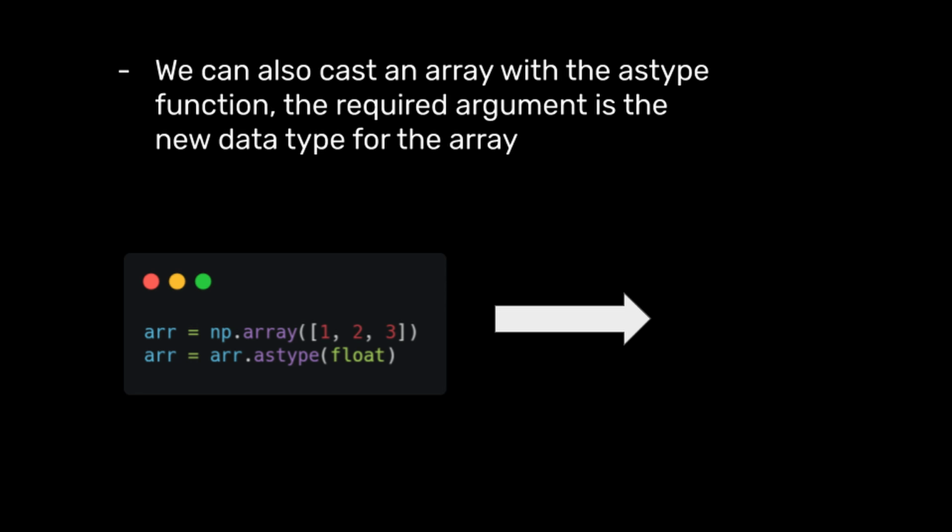You can also change the data type of an array using the astype function. This function only takes in one required argument, and that is the data type you want to convert the array to. The astype function is pretty straightforward to use. In this example, I created an array that has 3 integers, but I needed these values to be floating point numbers. So I just use the astype function to set the new data type for this array as a float. Let's see how this works in Colab.